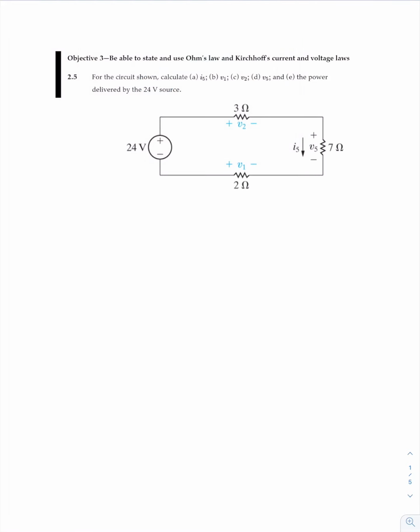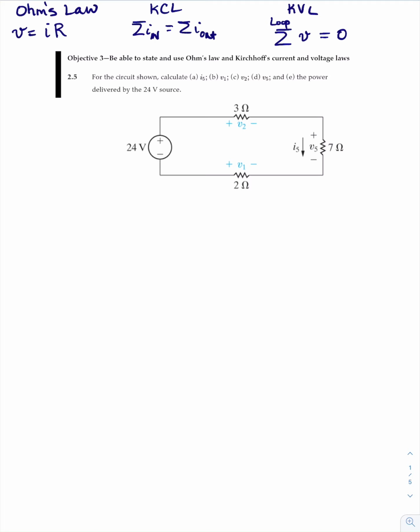Okay, let's first start with what is Ohm's law? Ohm's law states that the voltage is equal to the current through the element and the resistance in the element. Kirchhoff's current law says that the sum of the current into a node is equal to the sum of the current out of the node. And Kirchhoff's voltage law says that the sum of voltage in a loop is equal to 0.